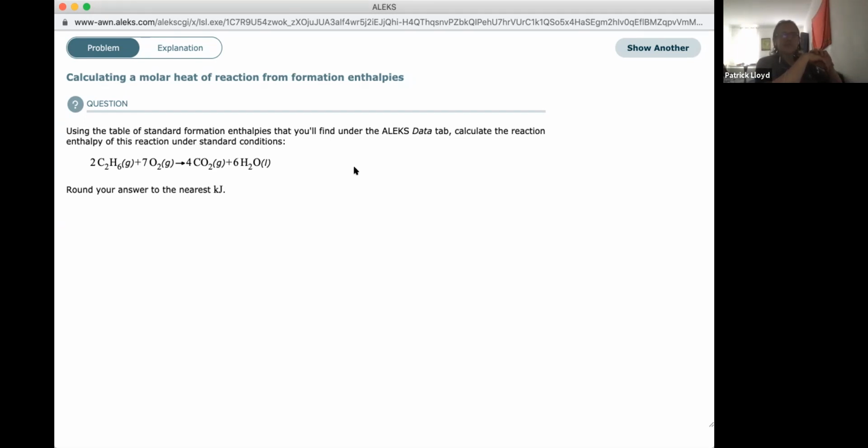Same idea. They're going to give you the balanced equation. It's ethane. So you just got to look these values up. Some of them I know, but I don't remember what ethane is off the top of my head. I think it's negative 74. It might be negative 74. It might be negative 80. Somewhere in the negative tens. Okay. So let's take a look.